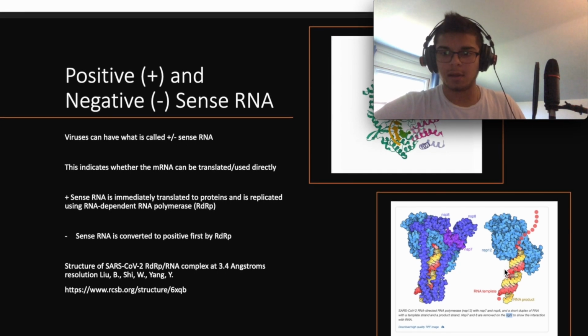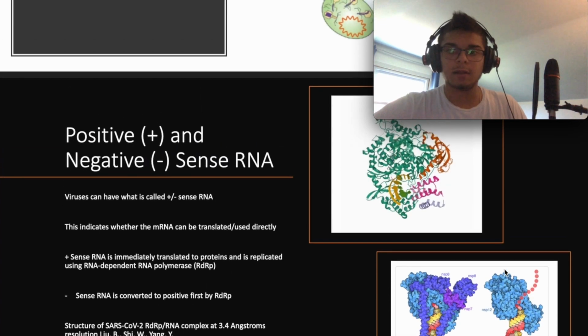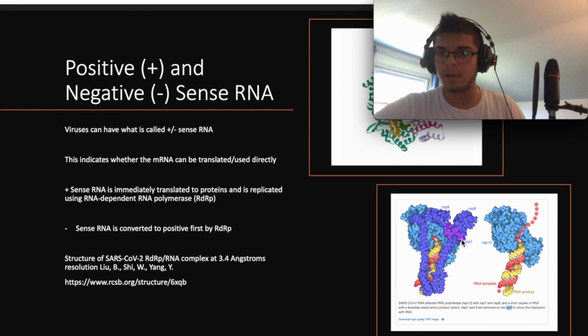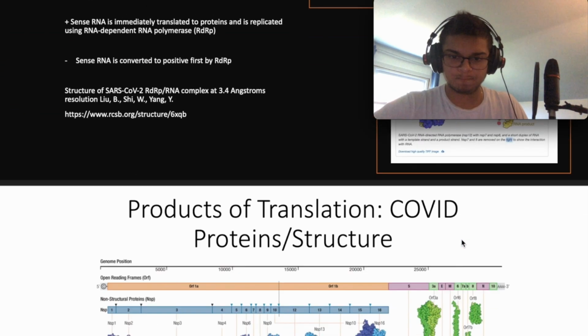It comes with the virus, and if it's positive sense, it'll start transcribing more mRNA, and if it's negative sense, then this same polymerase will turn negative sense RNA into positive sense RNA, and then translation can occur by using host machinery. And again, I highly encourage you guys to look at these structures, because they're fascinating, and there's a lot of good information on the RCSB website.